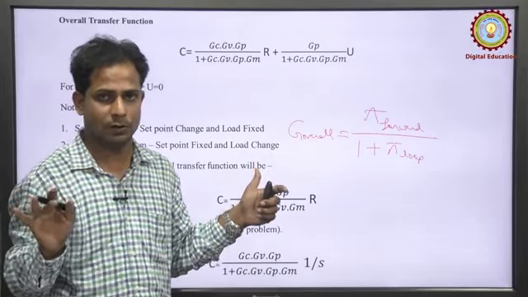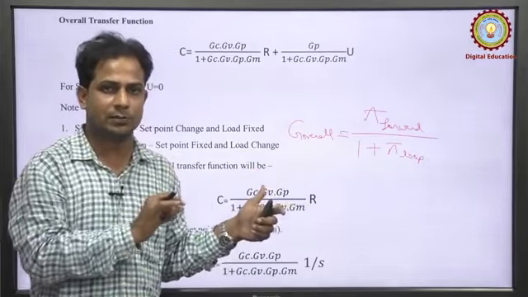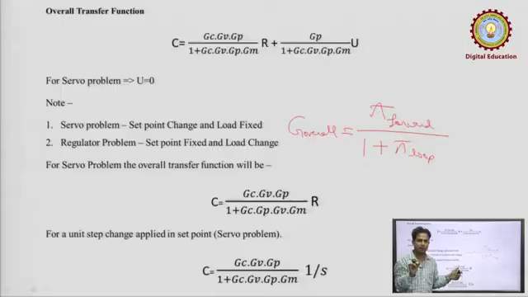We have two terms that occur in that system, called the servo problem and the regulator problem. What is the servo problem? The servo problem is set point change and load fixed. What is the regulator problem? The regulator problem is load change and set point fixed. But to find G overall, I am taking both things simultaneously.